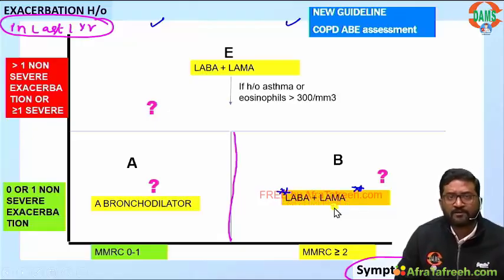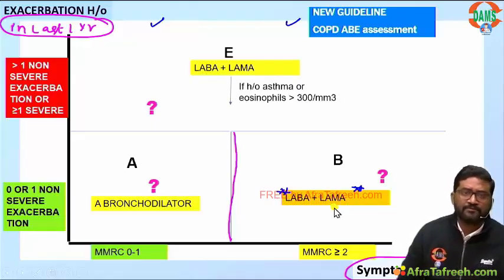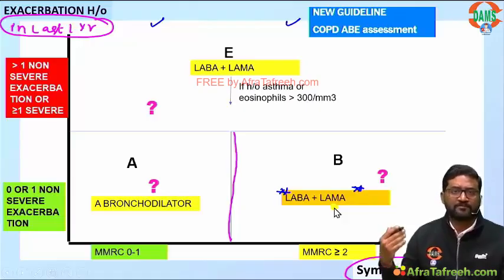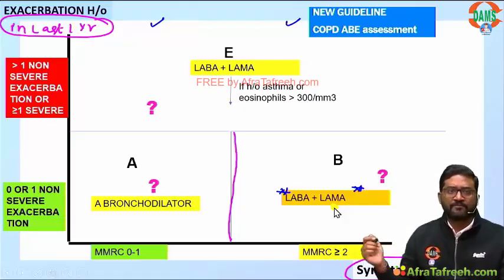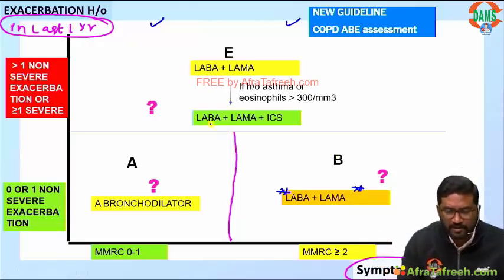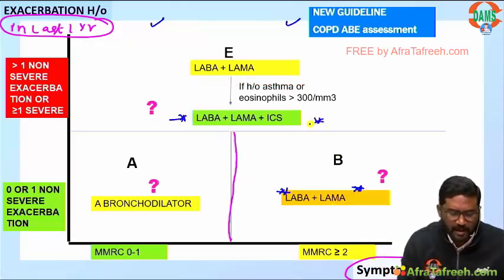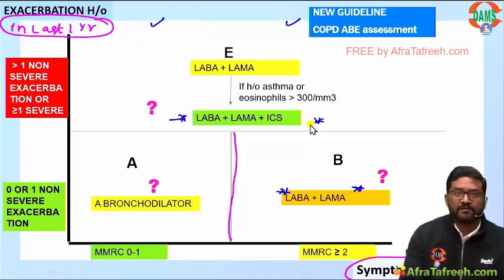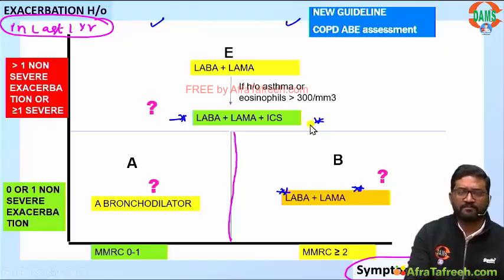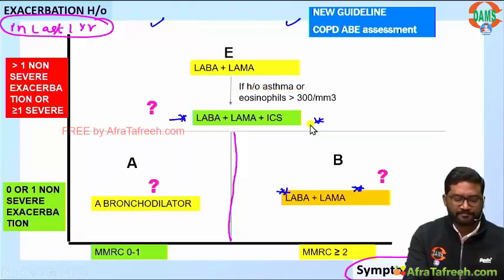And if there is a history of asthma or eosinophils more than 300 per mm3, so maybe the patient had asthma in childhood, later smoked and developed COPD, or indirectly by eosinophil count, here you can give a triple combination. So what is the triple combination? LABA, LAMA, ICS. So this is the final treatment in COPD among inhaled medications. Okay. So B is LABA plus LAMA. Done.